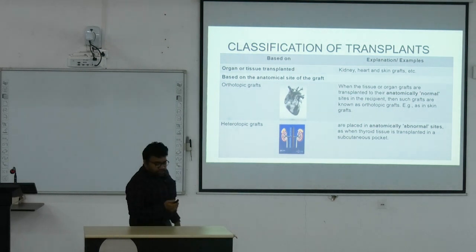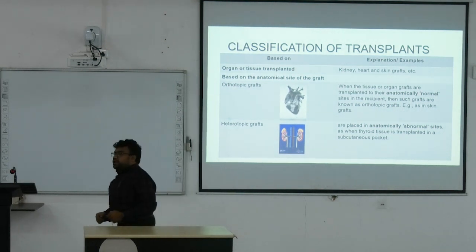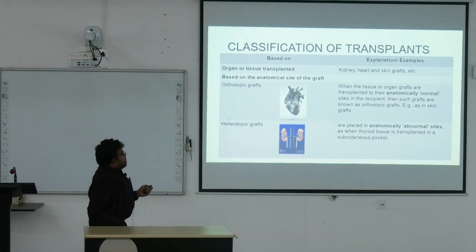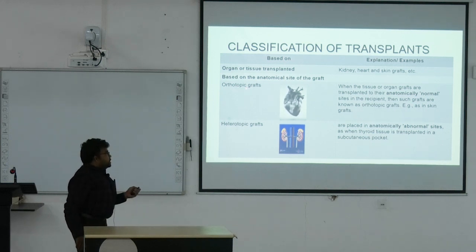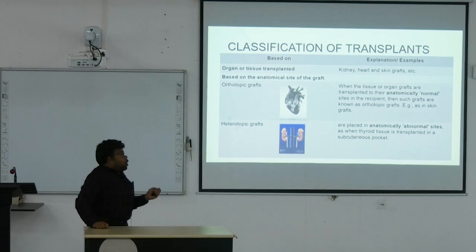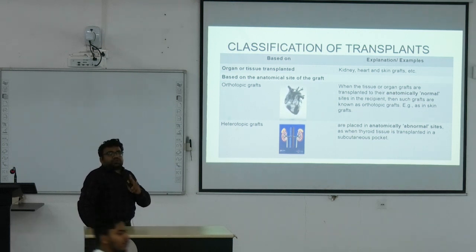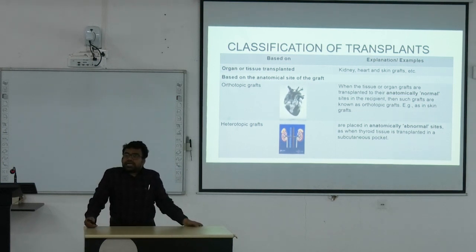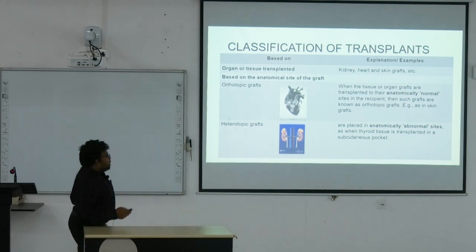Now, transplant can be classified by various methodologies. First, it is based on which organ is transplanted and where. Try to understand the meaning: ortho means correct, topos means position. So if any organ or graft is transplanted in its correct anatomical position, it is called an orthotopic transplant. Understood? An example would be a cardiac transplant.